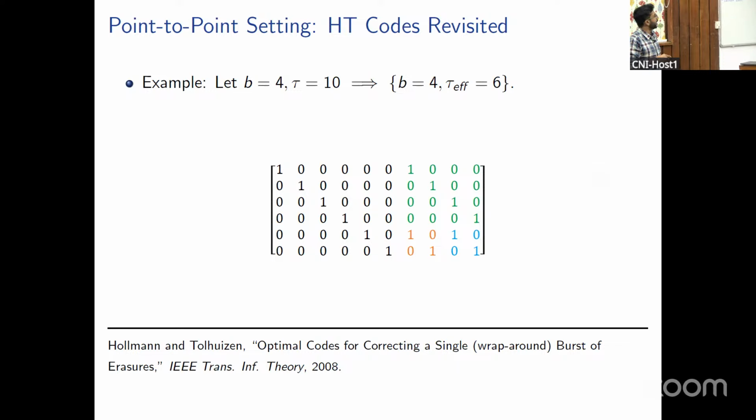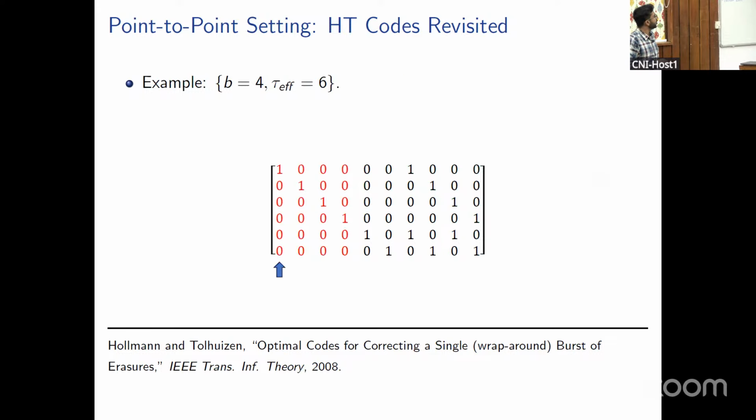Let's say I'm going to tackle b equal to 4 and tau equal to 10. So this basically means that I need to have a code on the first link which is going to handle a burst of size 4 with a delay 6. Okay, so this is actually the construction HT code for this particular case. So this is the generator matrix. So you can see that it's sort of like you're recursively putting identity matrices of smaller sizes.